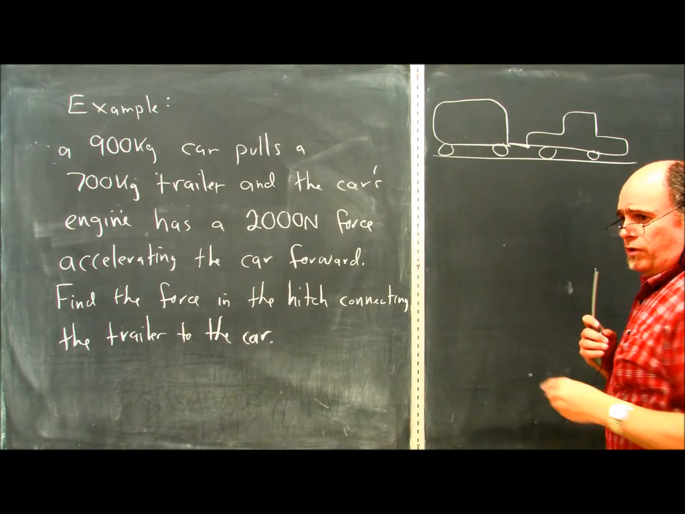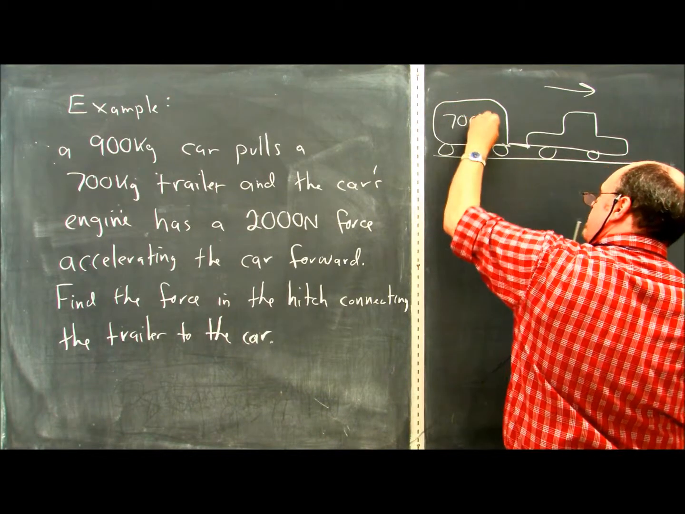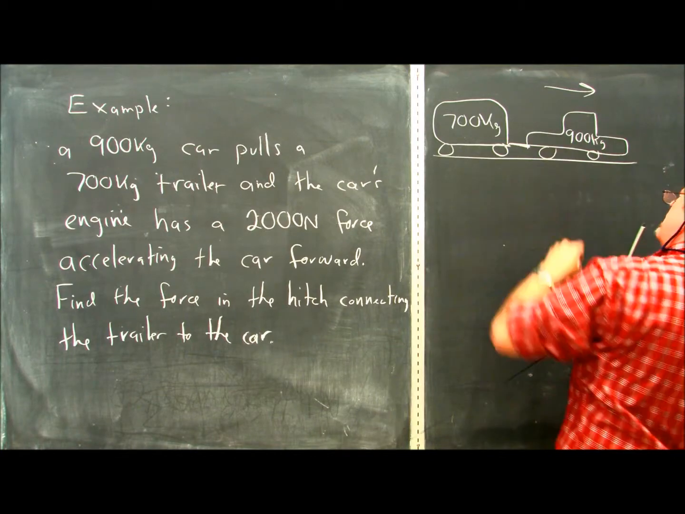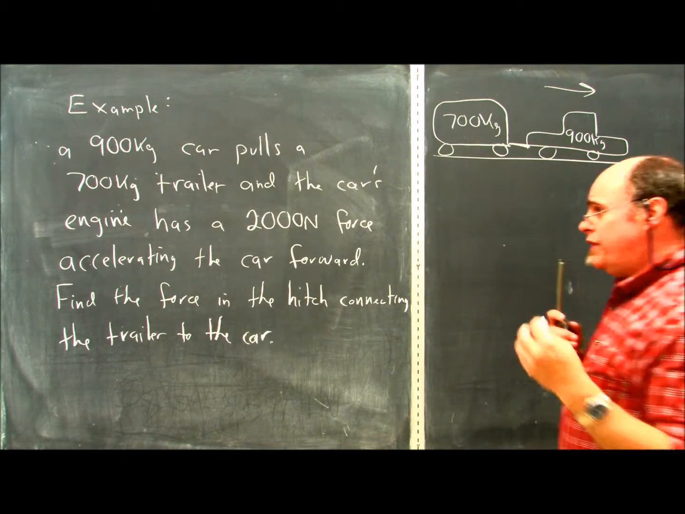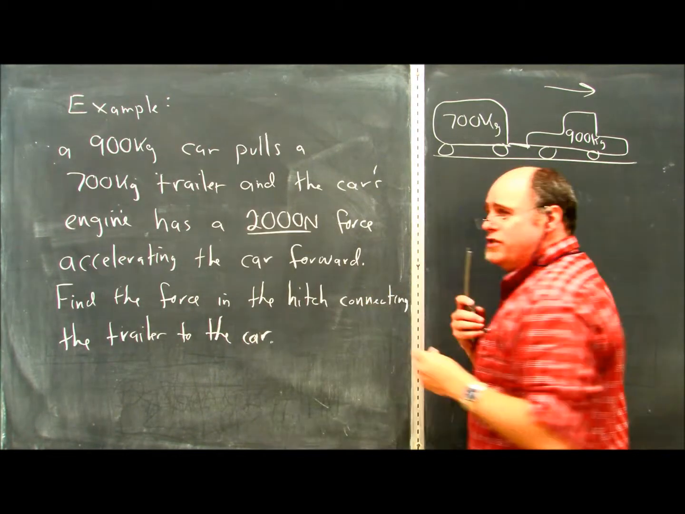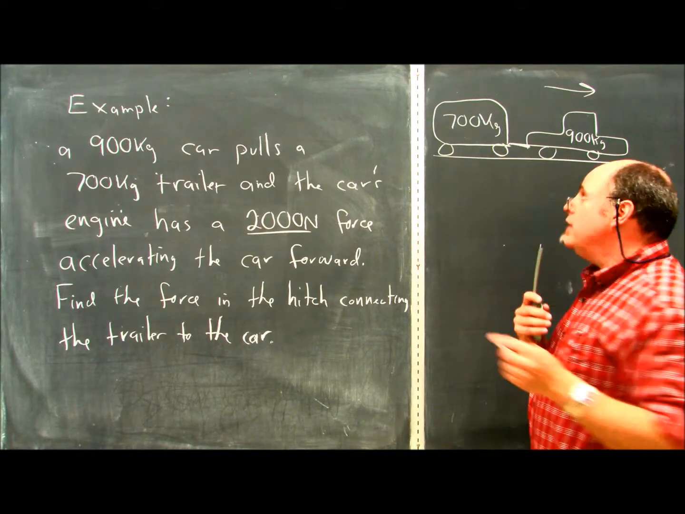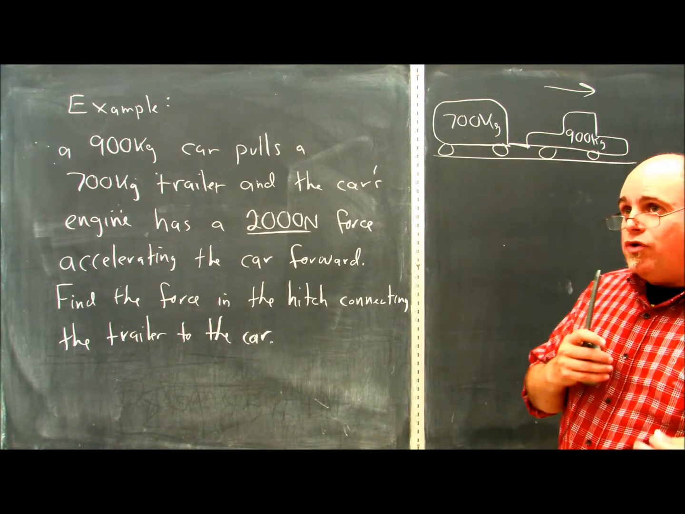Perfect. So the car is going down the road this way. We're told this thing is 700 kilograms, and this thing is 900 kilograms, and they're moving forward. The car has an engine causing it to accelerate with a force of 2,000 newtons, but it's pulling a total mass of these two numbers added together, which would be 1,600 kilograms.